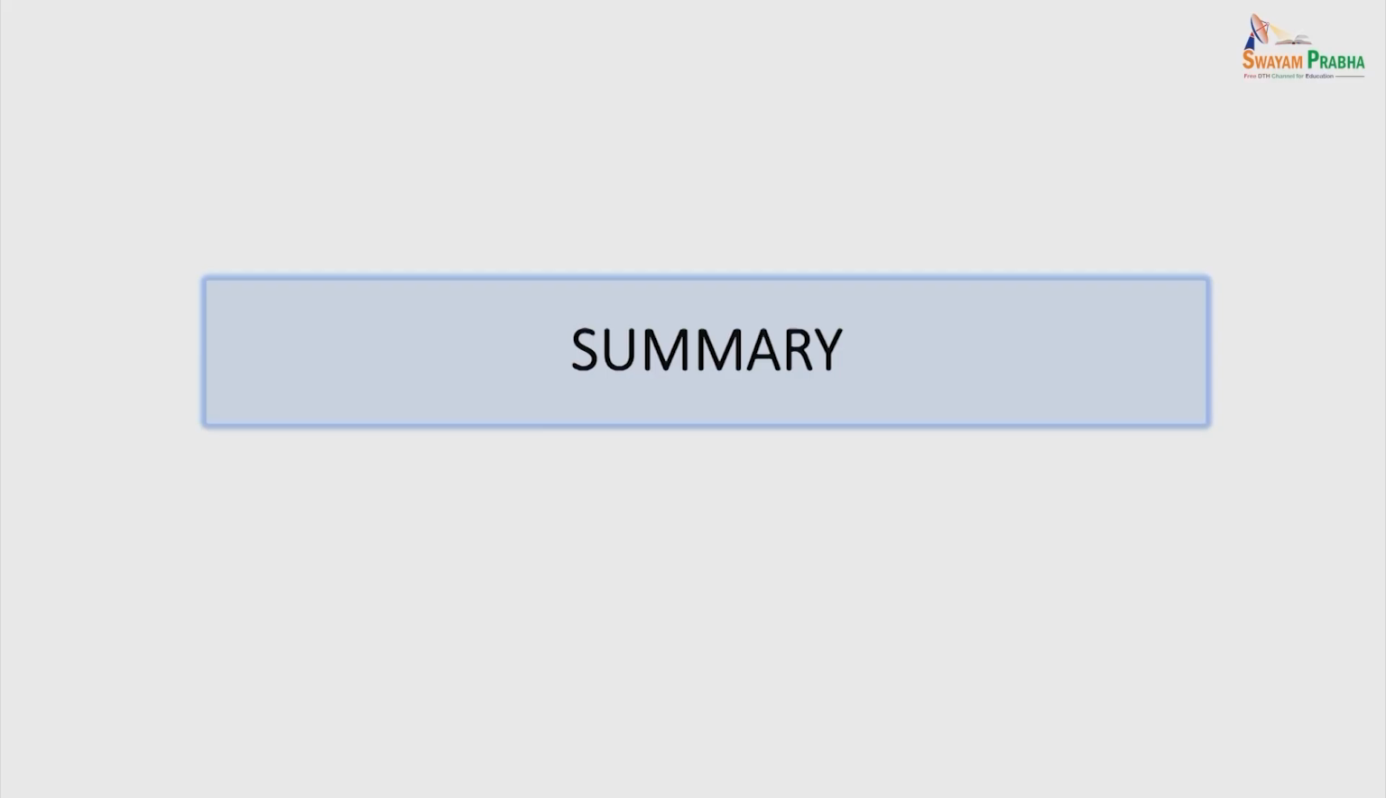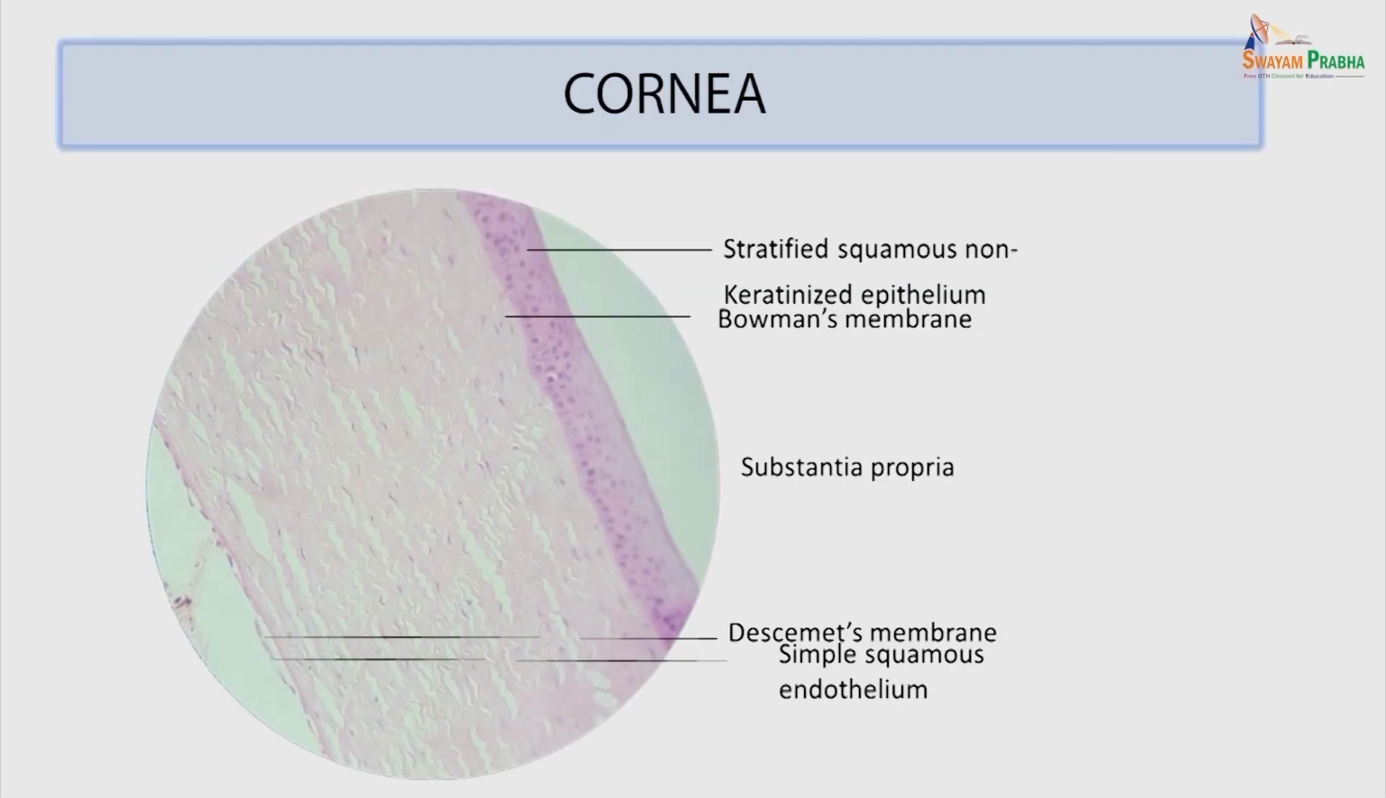We have seen the microscopic anatomy of cornea and sclerocorneal junction. Now, I am going to summarize these two topics. Here you are seeing the microanatomy of cornea, the microscopic appearance of the section of the cornea, which shows all the layers of the cornea.